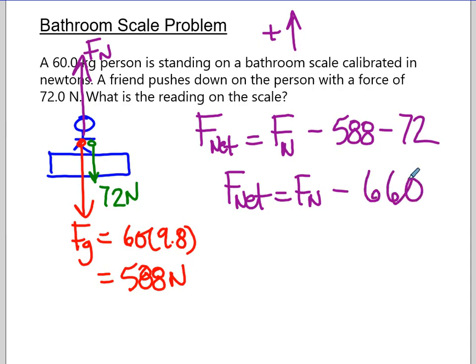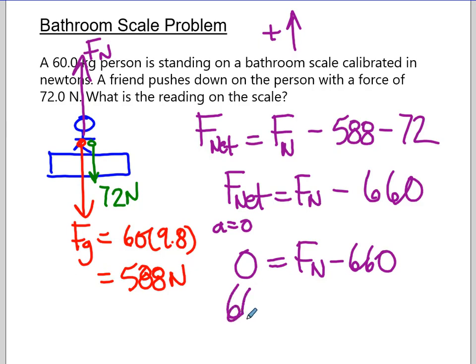Now if the person's standing on the bathroom scale and they're not moving, what is their acceleration? You're right, it's 0. Okay, so because they're not moving, a equals 0, so the F net is 0. Okay, which means when I solve for the normal force, or what reading would be on the scale, the bathroom scale would say 660 newtons. Okay?